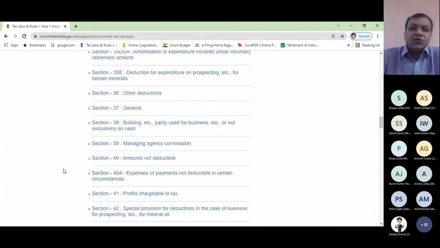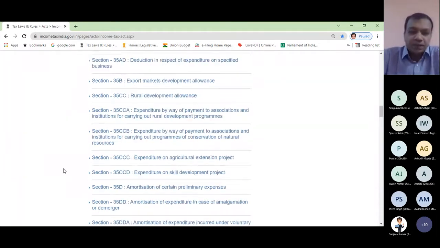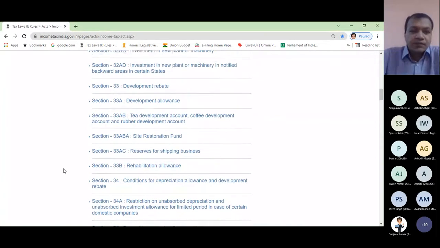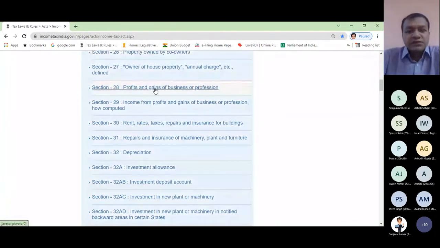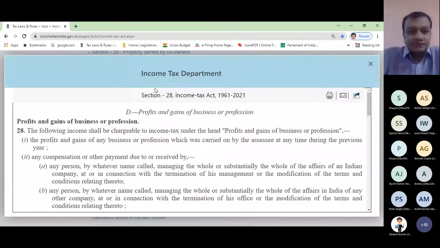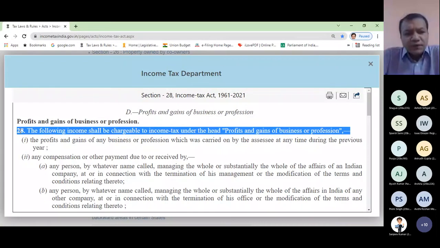If I am not at all covered under section 28, then there is no need to read other sections of PGBP, because section 28 tells you whether your income is taxable under the provisions of PGBP or not. Section 28, profits and gains of business or profession. So what is the foundation or heading of 28? The following income shall be chargeable to income tax under the head profits and gains of business or profession. It gives you so many clauses. If my income is covered under these clauses, only then I will read the provisions of PGBP. Otherwise, there is no need to read the provisions.